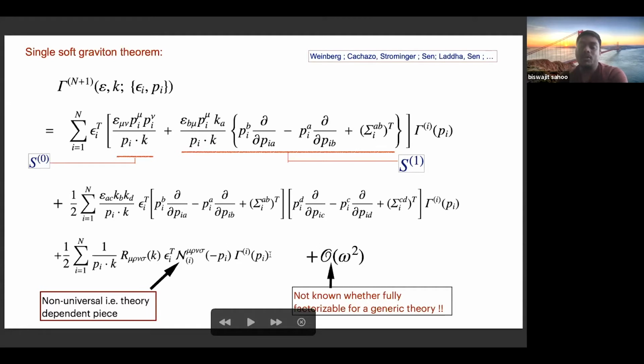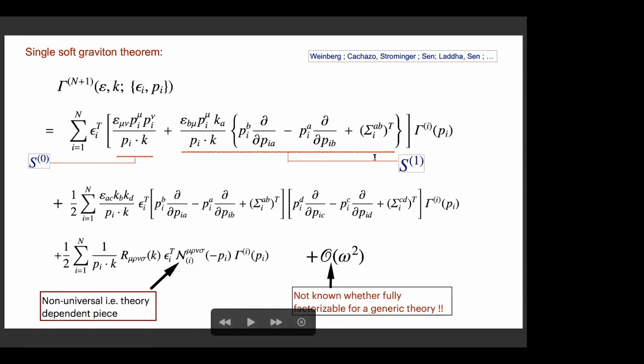And if one tries to analyze up to how much order we can do this soft expansion, one hits a problem at sub-subleading order. It is not quite known for a generic theory of quantum gravity whether we can even show that this gamma n plus 1 can be fully factorizable at order omega square, which is the sub-subleading order.